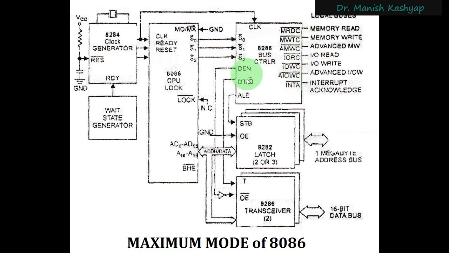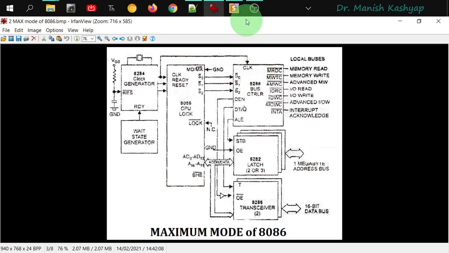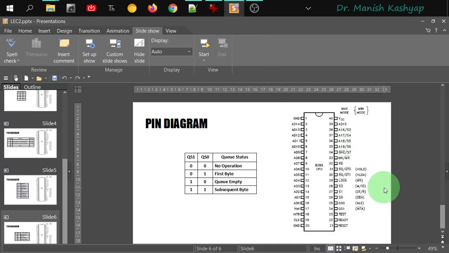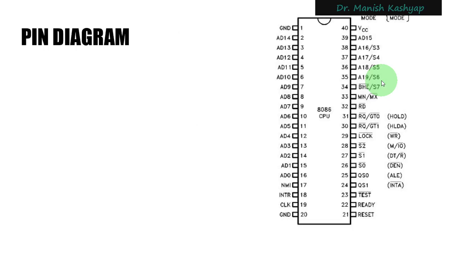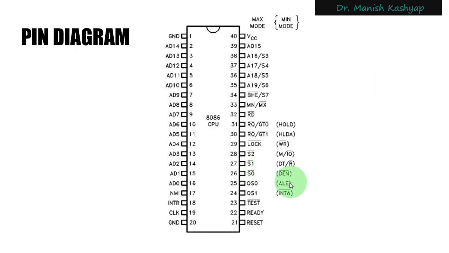And if you notice here, there are certain outputs which are called DEN, DT/R, and ALE. They all come from this particular 8288 bus controller. Because if you see again the pin diagram of the 8086 IC, in the maximum mode there was no ALE, DT/R, and DEN, because those pins had a different meaning there. So let me just show you that diagram again, so that whatever I say will make sense. Let me put it in slideshow mode. Yeah. So if you see this here, this ALE, DEN bar, etc., were all valid for this minimum mode of operation.